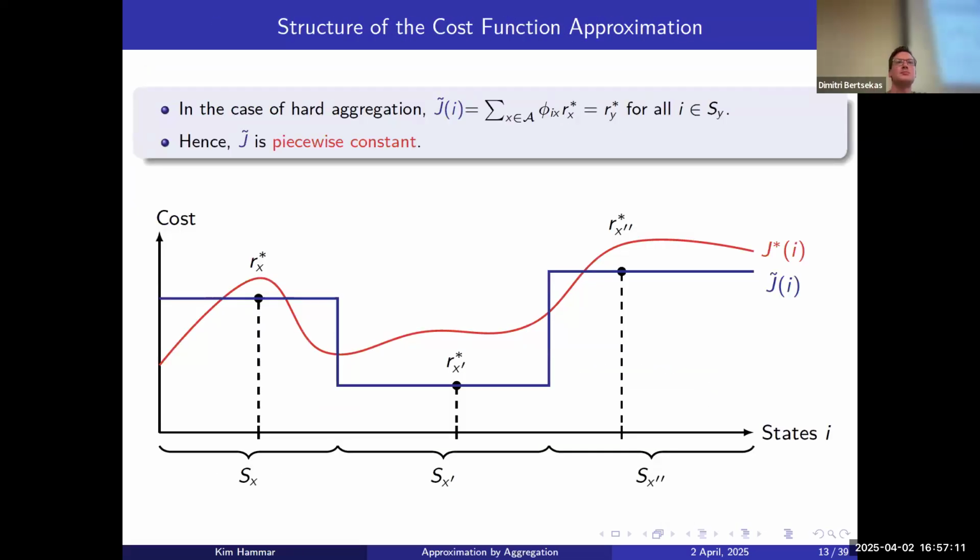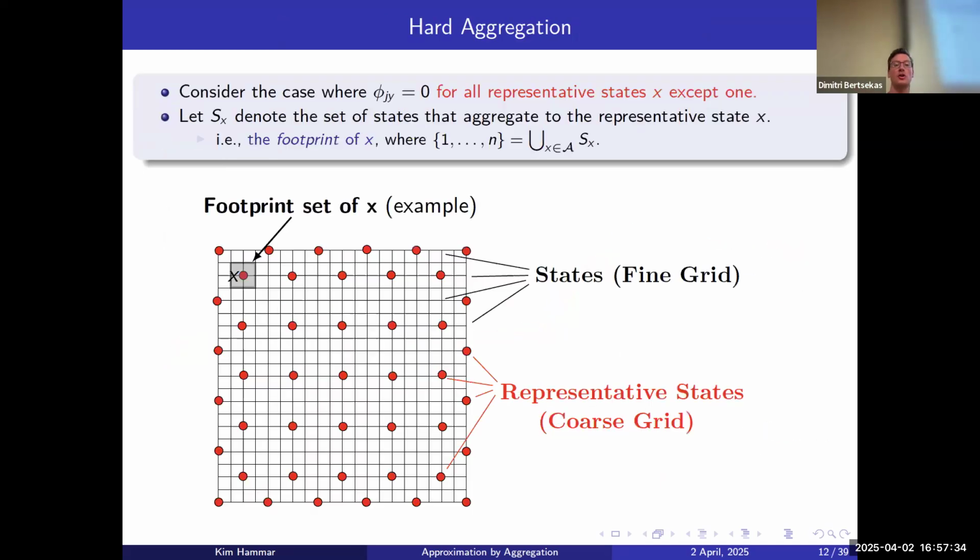Yes, so for all the states in the footprint set, they're going to have a probability of 1 of aggregating to the representative state of that particular footprint set. That's for hard aggregation. Yeah, this is for hard aggregation. So what we're discussing now is hard aggregation.